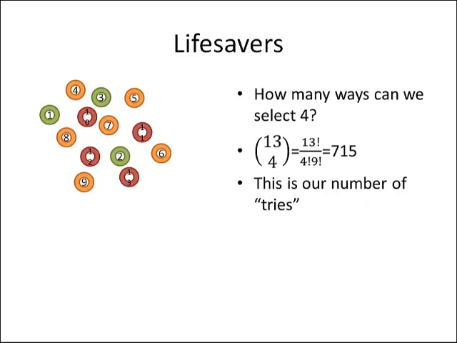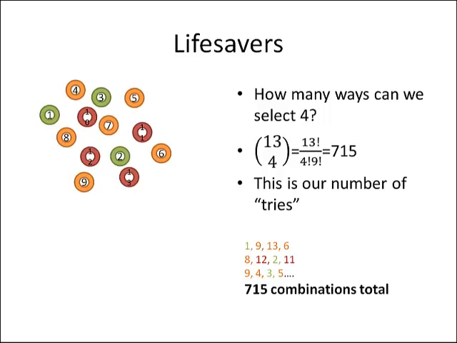The first thing we have to do is figure out how many ways we can get 4. Okay, so the total number of tries. So let's just kind of pick 4 from this group. Okay, so we could get these 4, or we could get these 4, or we could get these 4. And I'm not going to do that for very much longer.